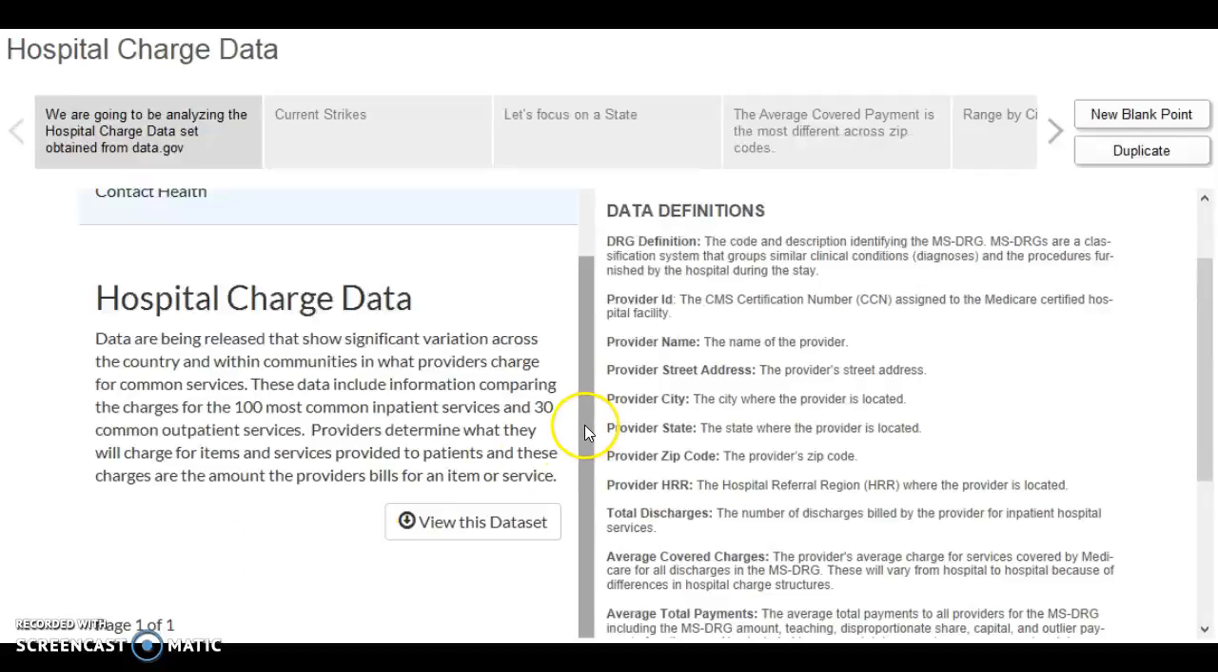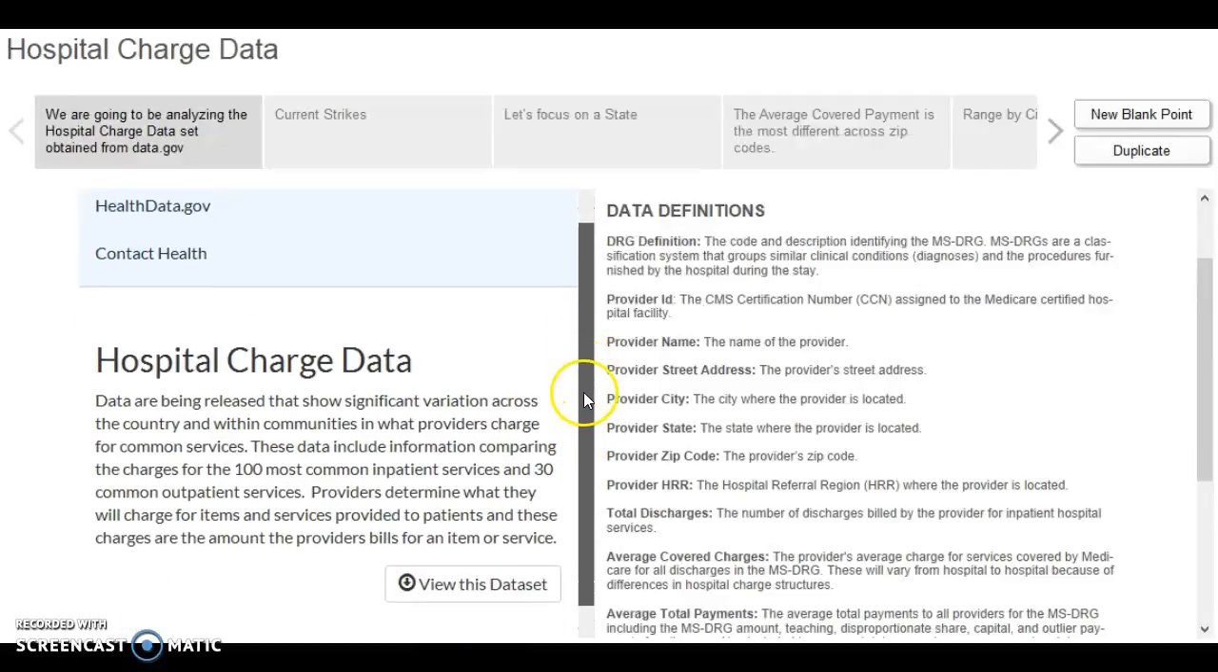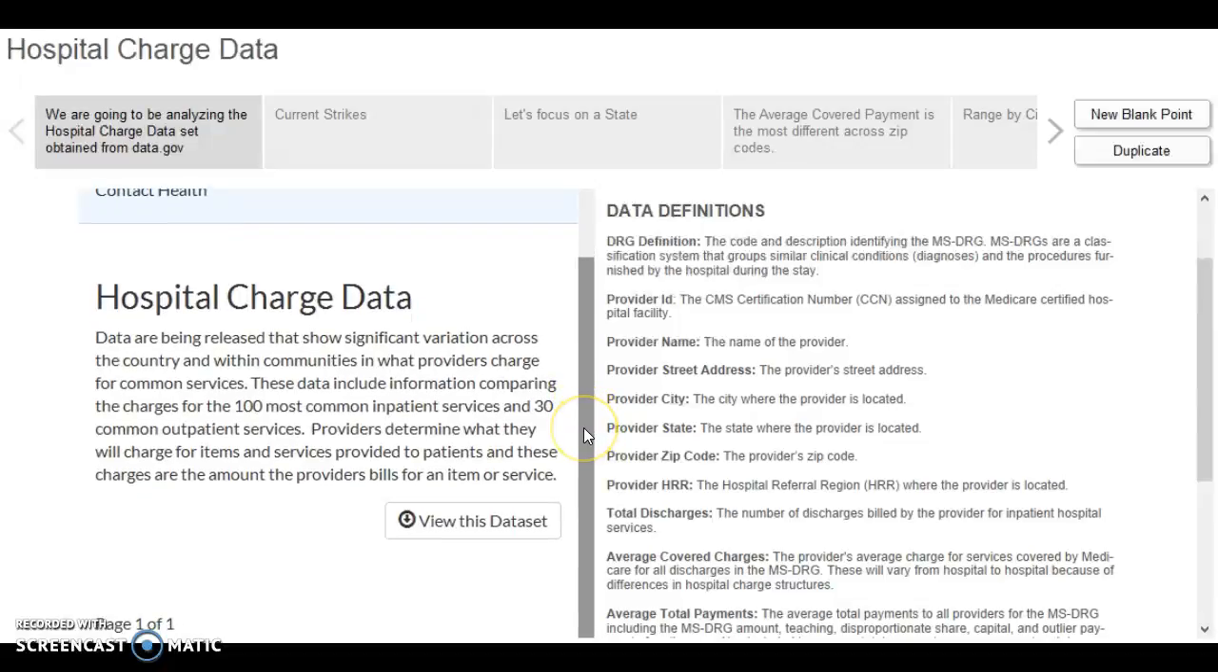This data set can be found on data.gov, and the description is: data are being released that shows significant variation across the country and within communities in which providers charge for common services. These data include information comparing the charges for the 100 most common inpatient services and 30 common outpatient services. Providers determine what they will charge for items and services provided to patients, and these charges are the amount the providers bill for an item or service.